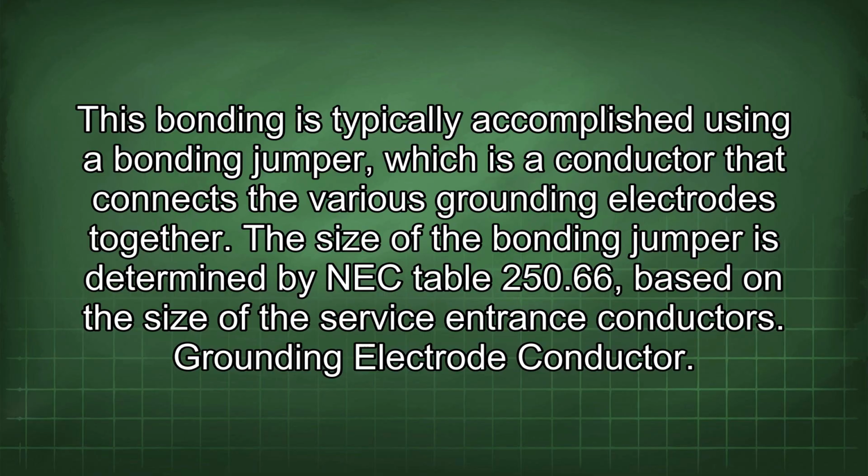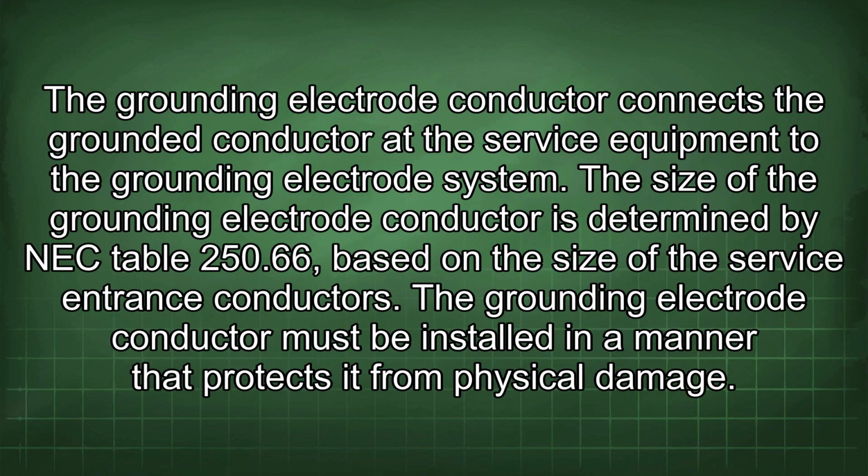Grounding electrode conductor. The grounding electrode conductor connects the grounded conductor at the service equipment to the grounding electrode system. The size of the grounding electrode conductor is determined by NEC Table 250.66 based on the size of the service entrance conductors. The grounding electrode conductor must be installed in a manner that protects it from physical damage.